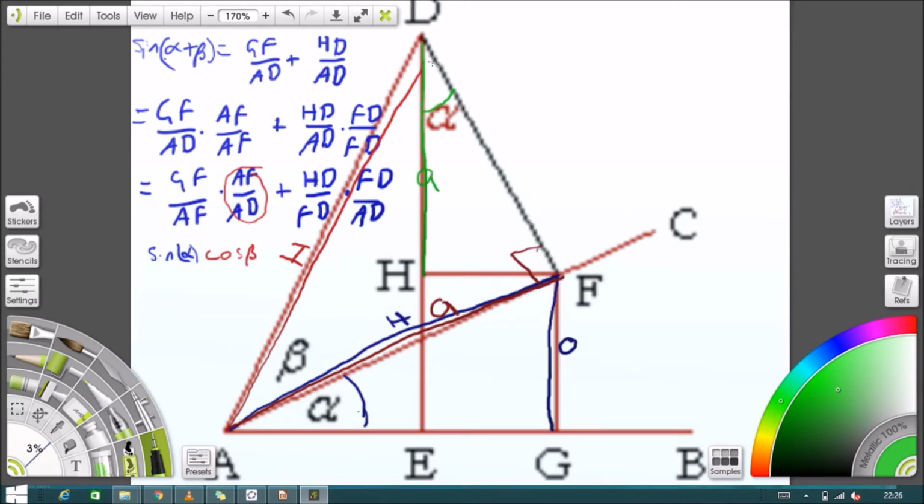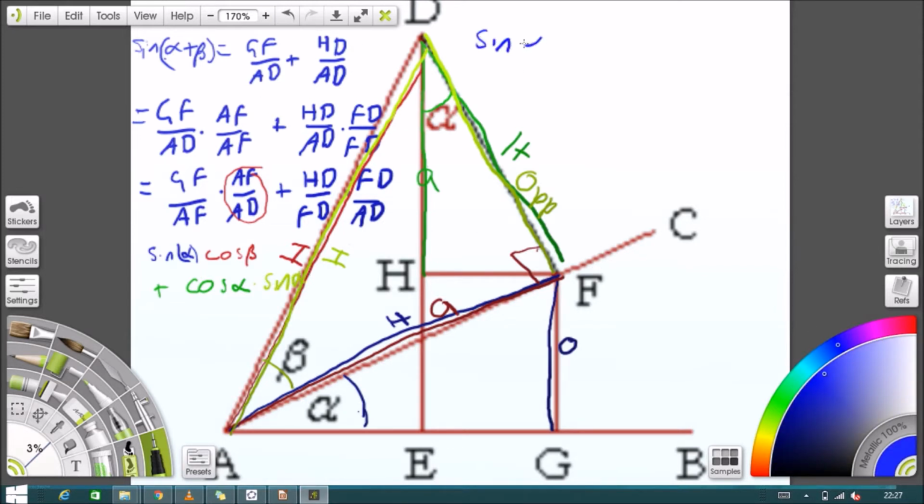Right, moving to the triangle with the red alpha, the hypotenuse is DF or FD, and the adjacent side is the line HD. So that means this fraction represents the cosine, from SOHCAHTOA, of angle alpha. And the final one we'll be able to do is FD over AD, which is the sine of the triangle with angle beta.